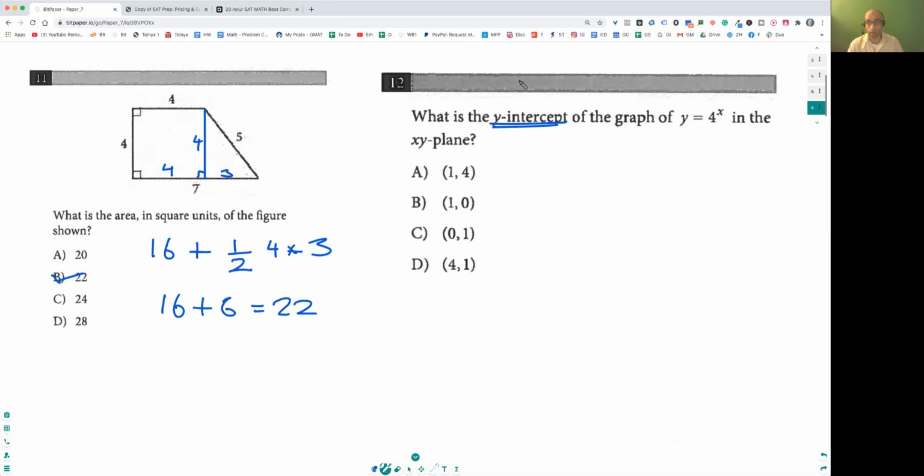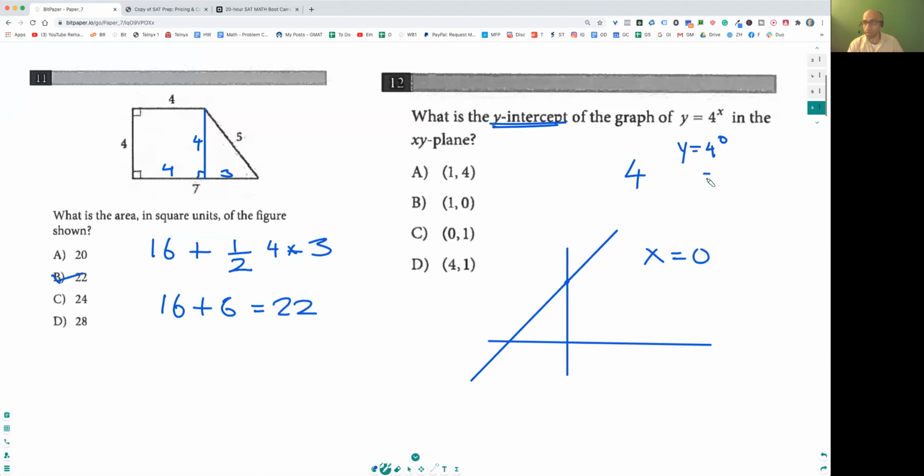Okay, so what's the y-intercept of the graph y is equal to 4 to the x? Remember, the y-intercept, guys, is the point where the x coordinate is 0. So all you got to do is put x equal to 0 here. Once you put x equal to 0, you get y equal to 4 to the 0th power. And this value, 4 to the 0th power, is 1. That's a basic exponents part.